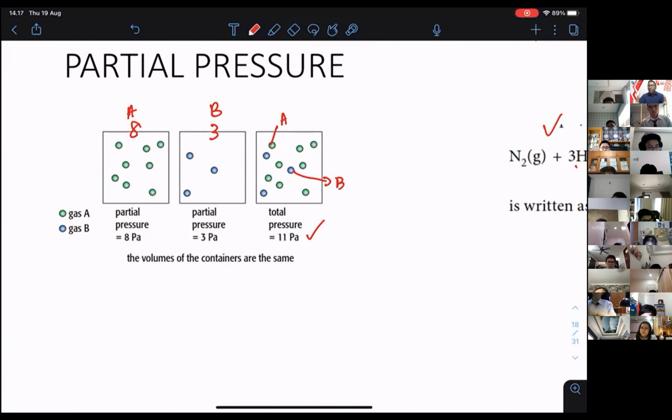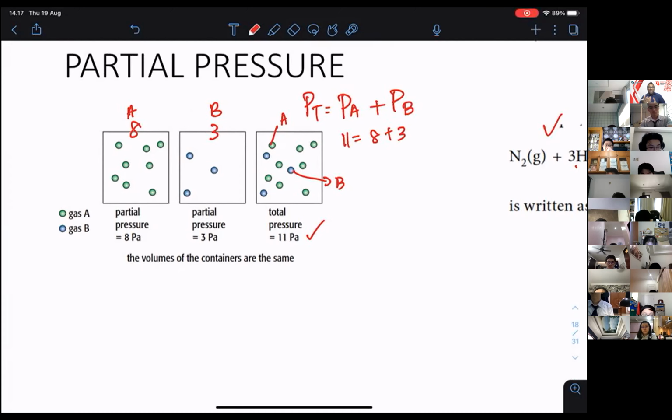Because more molecules, you will have higher pressure. The ability to hit the wall of the container will be more. There's only A and B inside that container, and the pressure must be coming from A and B alone. So the total pressure, the PT, is going to be partial pressure of A plus partial pressure of B. It means the pressure of A added with pressure of B, you will get the total pressure, which is 11 equals 8 plus 3. So that individual pressure is called partial pressure.